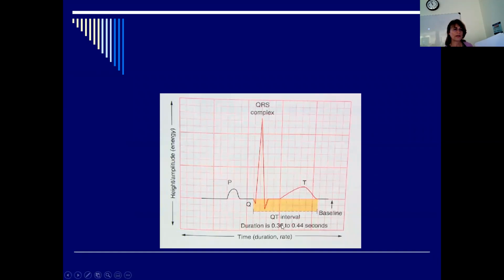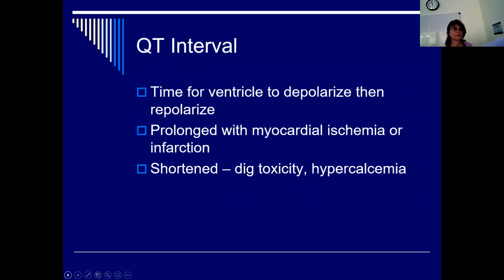QT interval is 0.36 to 0.44 seconds. If there's been an MI, it takes longer. If it's really short, it could be because of digoxin toxicity, or it could be too much calcium in the body, hypercalcemia.